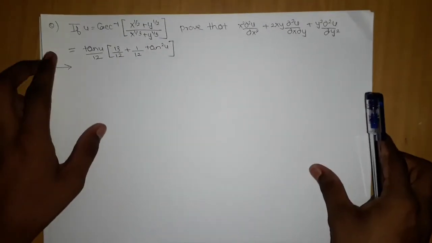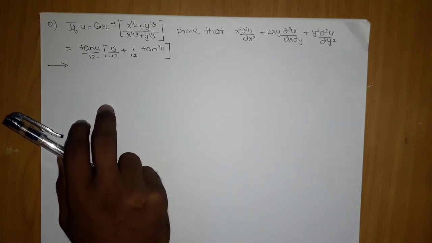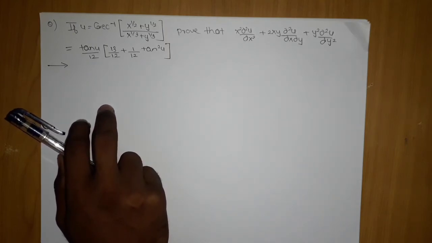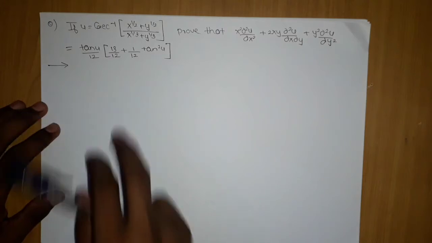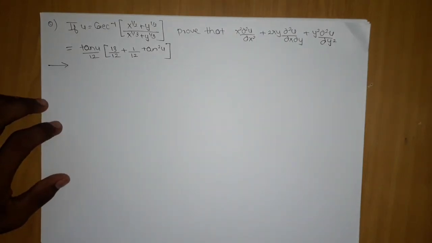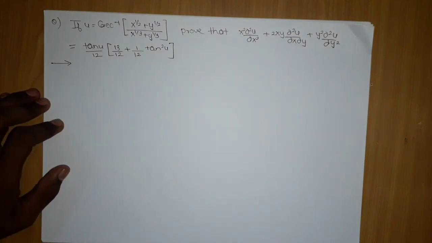Now let's consider the next question. The question which we are going to take is: if u equals cosec inverse of x power 1 by 2 plus y power 1 by 2 over x power 1 by 3 plus y power 1 by 3, prove that x square dou square u by dou x square plus 2xy dou square u by dou x dou y plus y square dou square u by dou y square equals tan u by 12 into 13 by 12 plus 1 by 12 into tan square u.